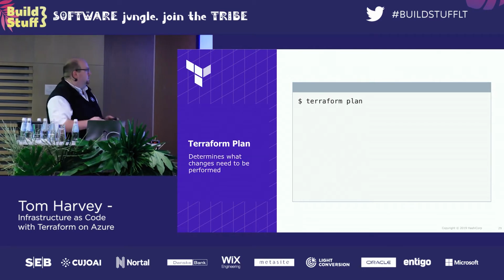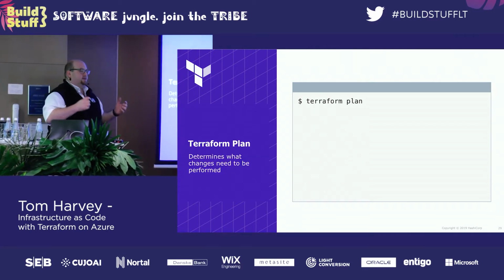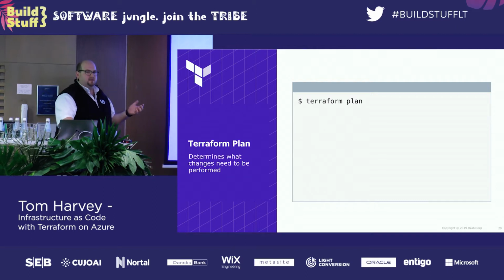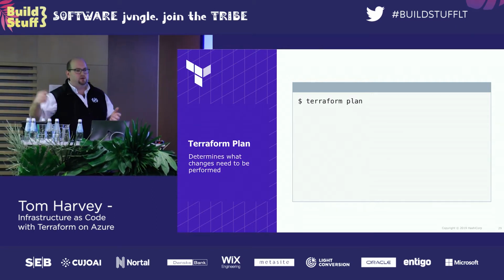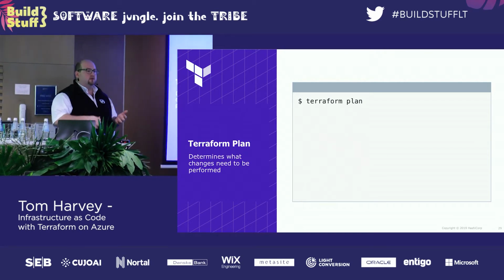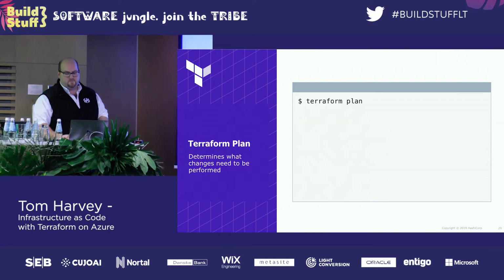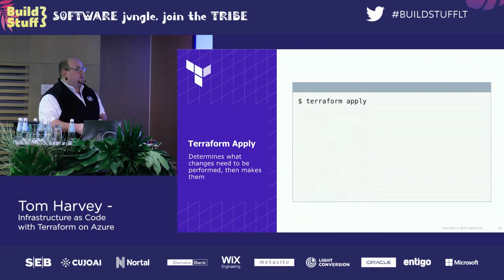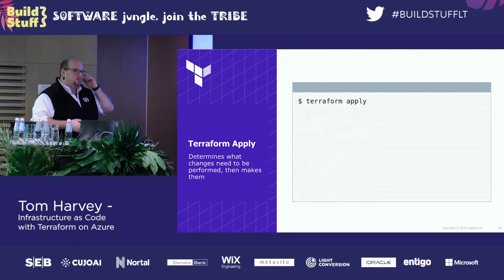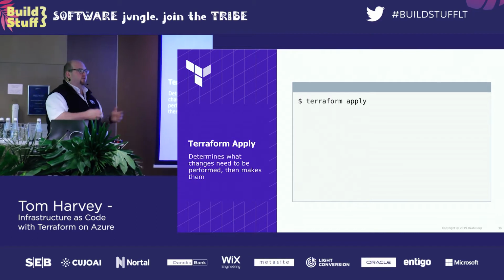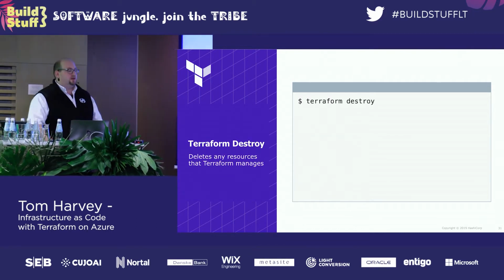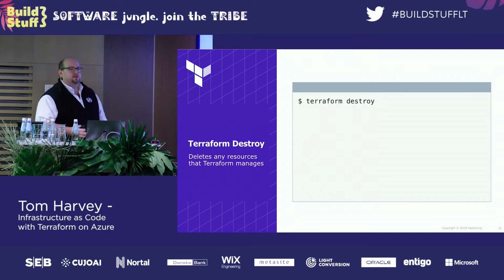Terraform plan will then use those providers and say, hey, look at the state of the world locally, look at the state of the world in AWS, Azure, whatever you're using, and then go and diff them and show you the planned changes that it's going to make to your infrastructure. Terraform apply will then go make those changes. So for example, if you've added a new virtual machine, it'll create a virtual machine. And Terraform destroy kind of does what it says on the tin. It just destroys things.